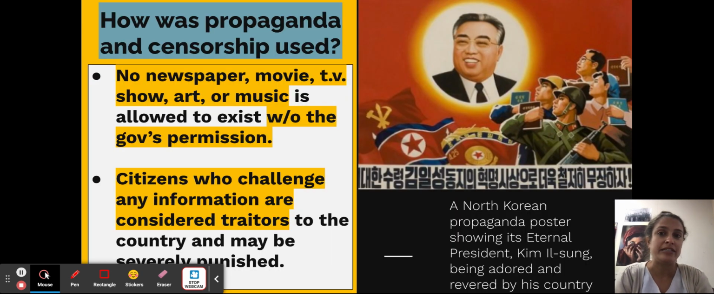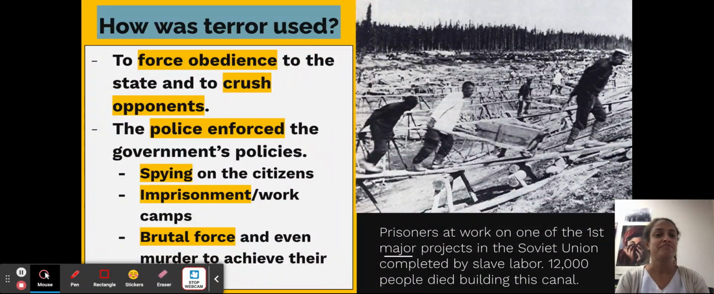Another way that propaganda is used is that there is no media, I'm talking movies, newspapers, television, art, music, without the permission of the government. And we're going to talk a little bit about that when we look at Stalin's use of propaganda next week. And any citizens who challenge the information, challenge what's in the news, challenge what's in the movies, they're considered traitors and they might be severely punished. You can kind of think about what that might look like.